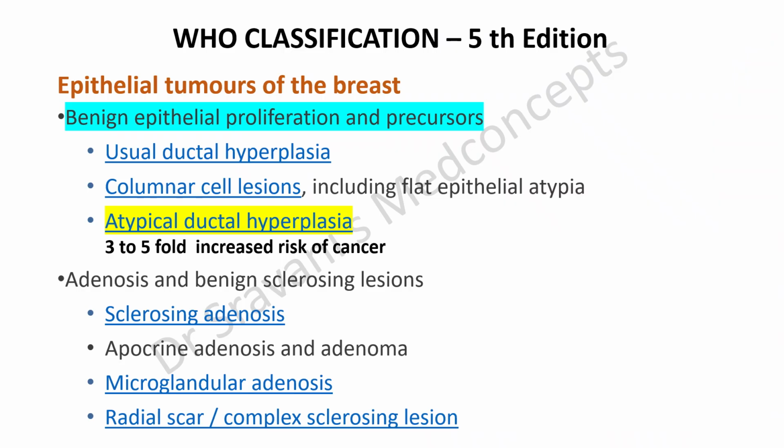Today's session will be on atypical ductal hyperplasia. As per WHO classification 5th edition, we will have an entity known as epithelial tumors of the breast, under which we will have benign epithelial proliferation and precursor lesions. Atypical ductal hyperplasia is one among them, along with usual ductal hyperplasia and columnar cell lesions including flat epithelial atypia. Atypical ductal hyperplasia will have 3 to 5 fold increased risk of cancer.